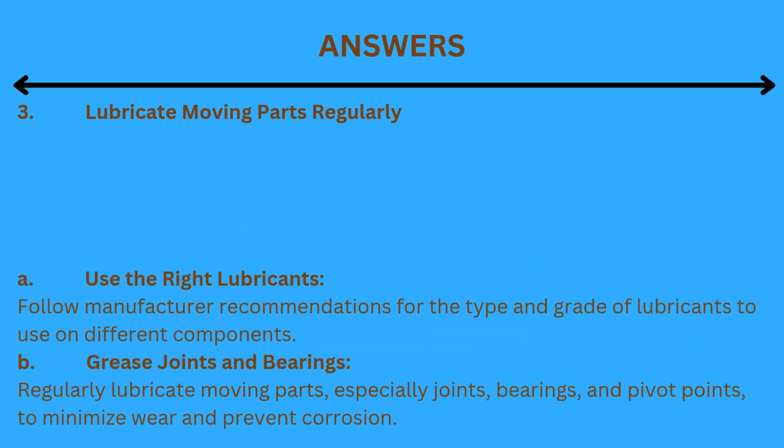3. Lubricate moving parts regularly. A. Use the right lubricants. Follow manufacturer recommendations for the type and grade of lubricants to use on different components. B. Grease joints and bearings. Regularly lubricate moving parts, especially joints, bearings, and pivot points, to minimize wear and prevent corrosion.